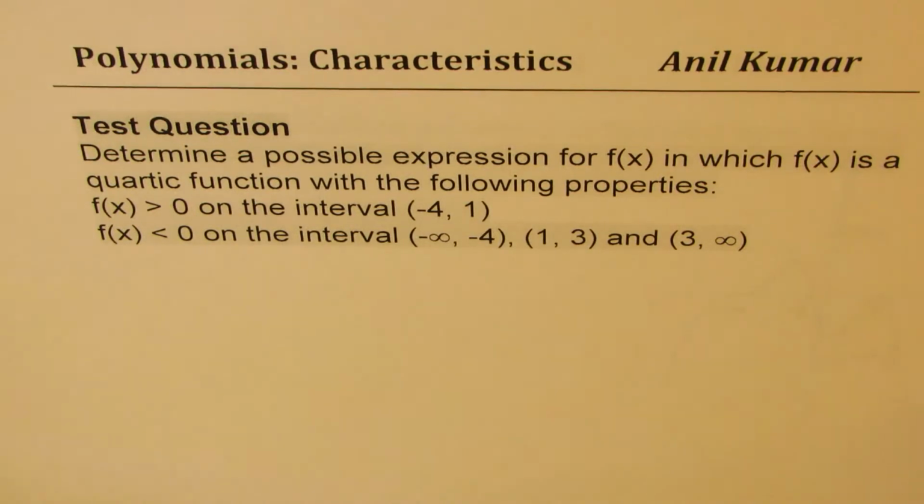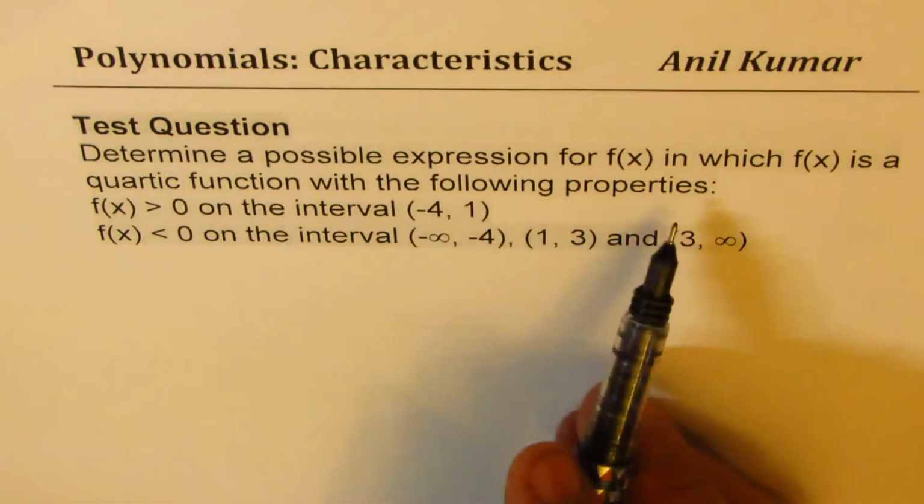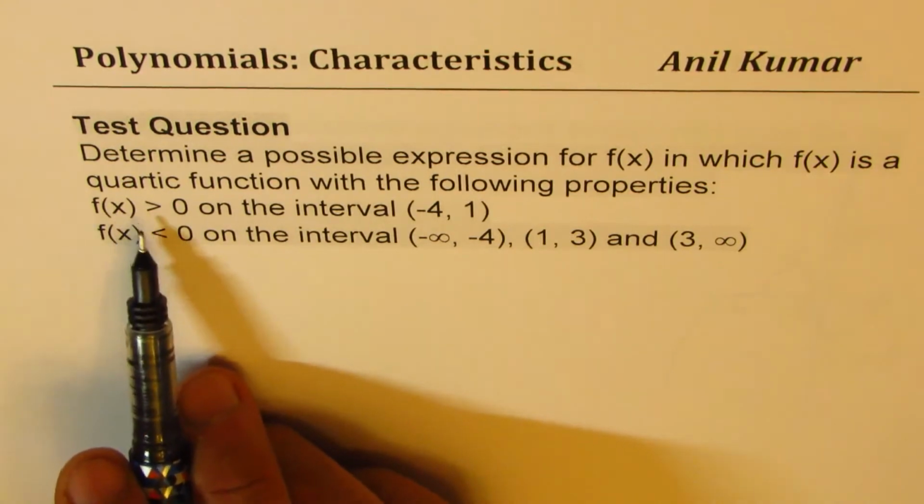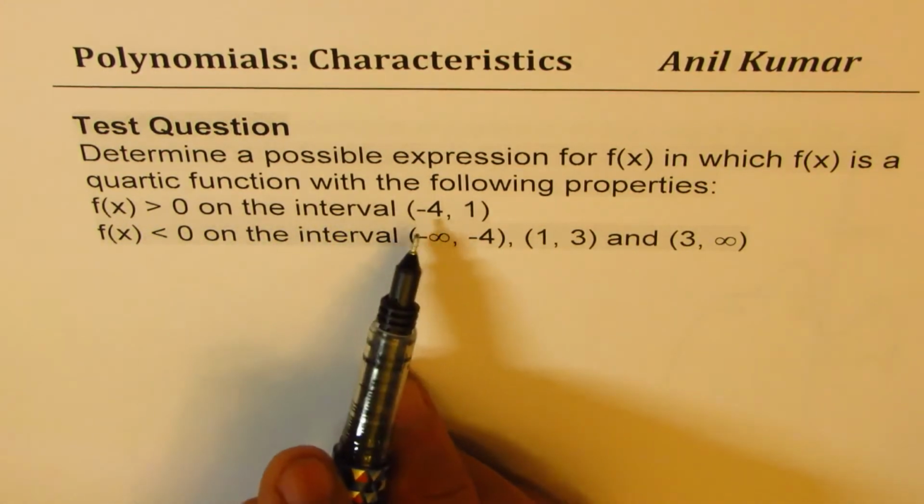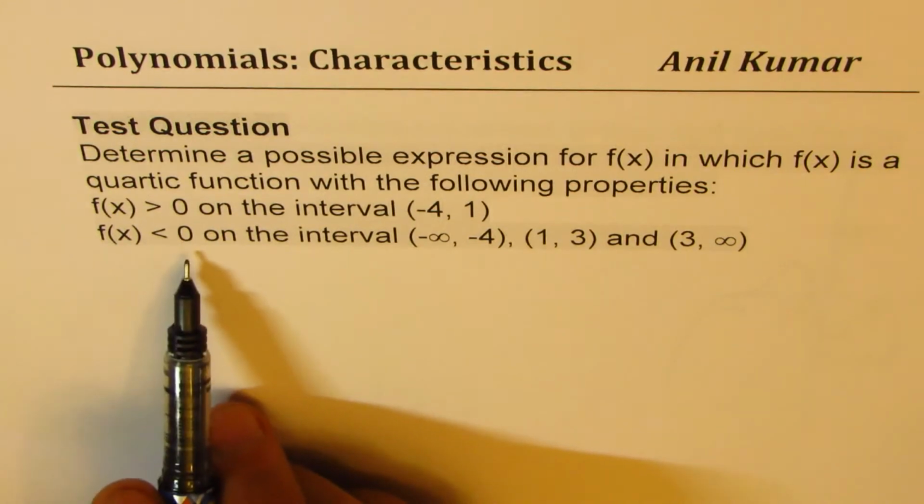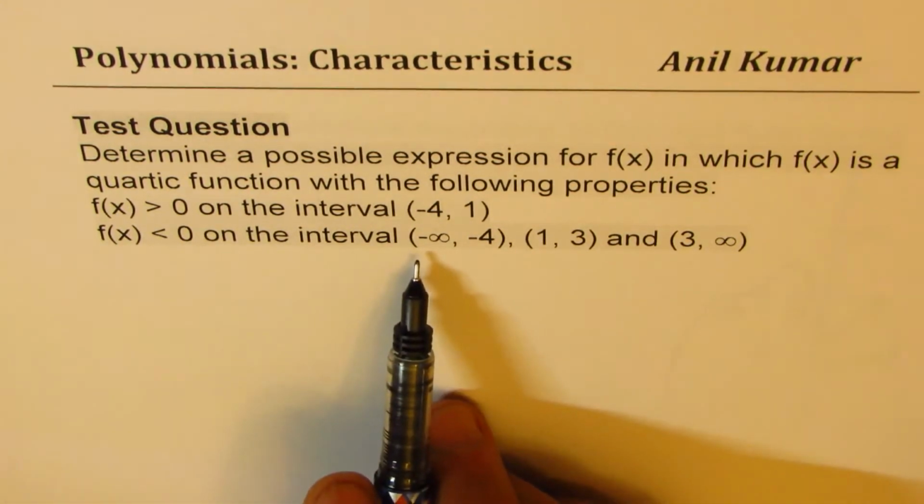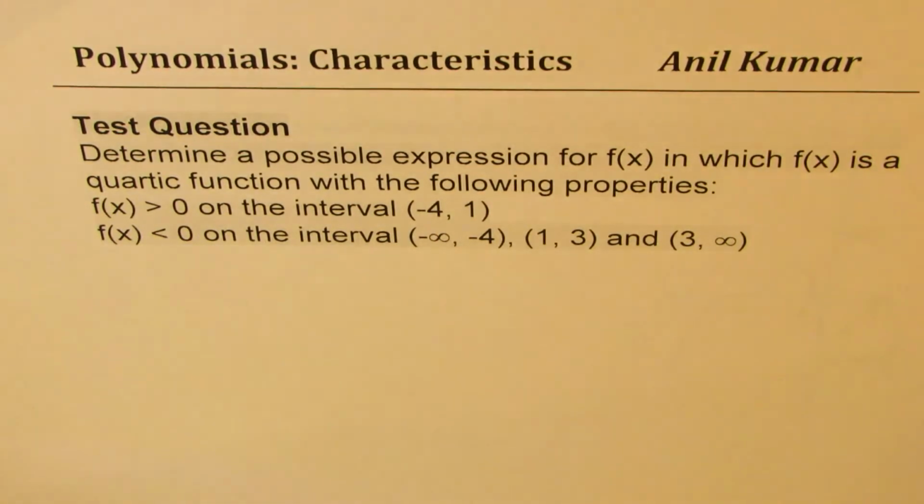Now here, determine a possible expression for f of x, in which f of x is a quadratic function with the following properties. f of x is greater than 0 on the interval minus 4, 1, and f of x is less than 0 on the intervals minus infinity, minus 4, 1, 3, and 3, infinity. Pause the video, take your time, answer the question, and then look into my suggestions, okay? I'll be there with you in a minute. Okay. Now let's see how to solve such a question.